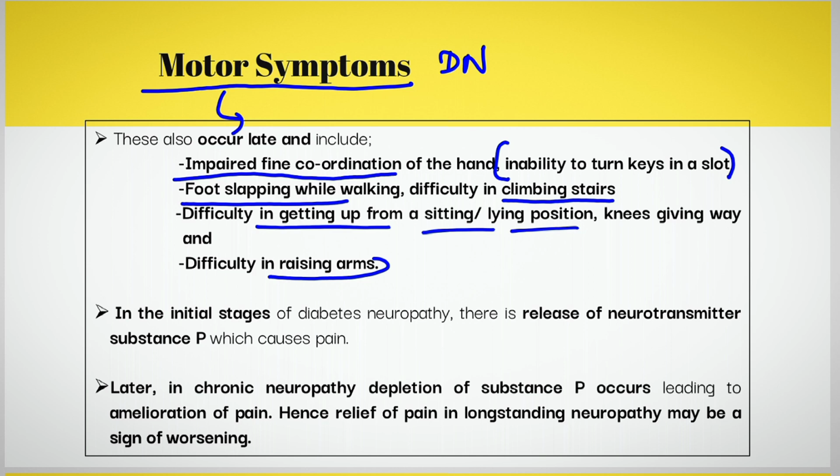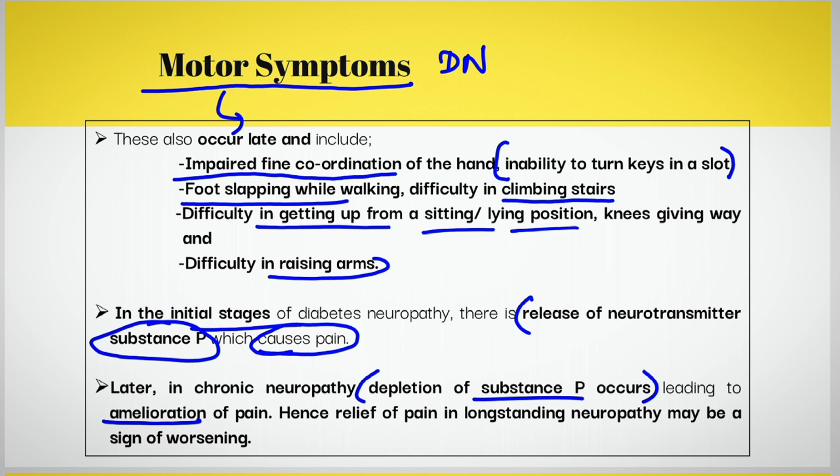It is found that in the initial stages of diabetic neuropathy, there will be release of the neurotransmitter substance P, and this will lead to generation of pain. However, in the later stage, there will be depletion of substance P, and it means there will be amelioration of the pain; the pain will not be present in the later stage. So what does it depict? It means if there is relief of pain in long-standing neuropathy, it is not a sign of cure, but a sign of worsening.